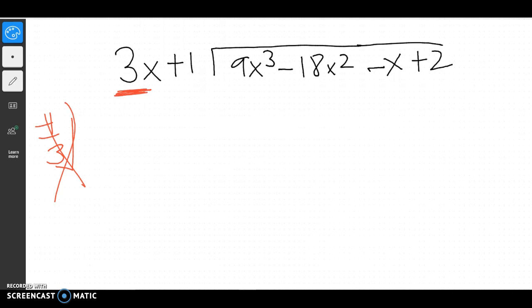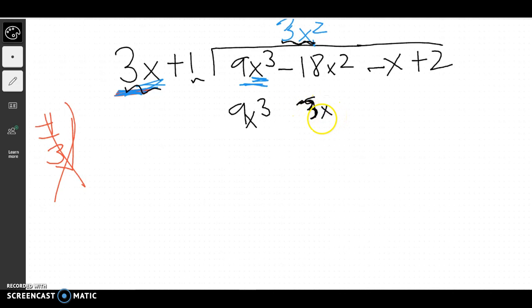And in long division, you want to see how many times this number can go into this first number. And the 3 can go into the 9 3 times. And the x can go into the x cubed 2 times. Then we just multiply this by this, which would give me 9x cubed. Then I multiply this by this, which would give me 3x squared.